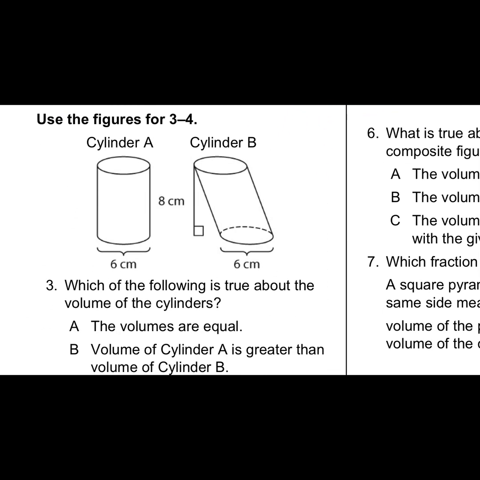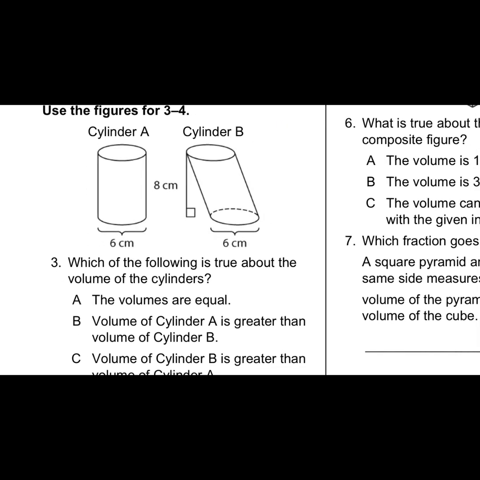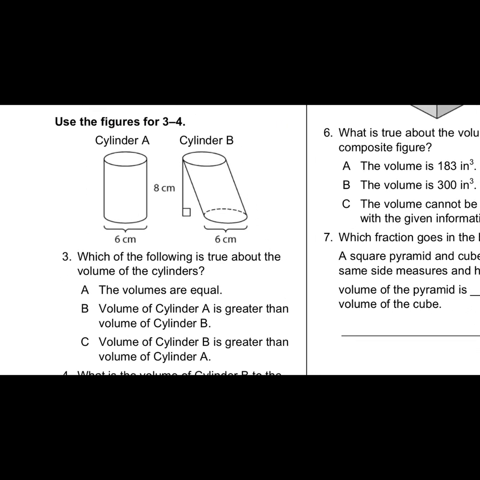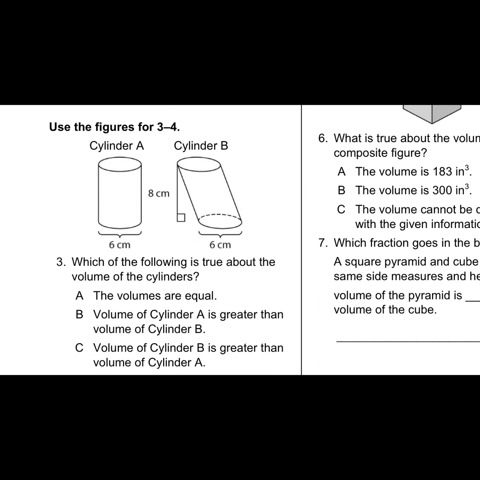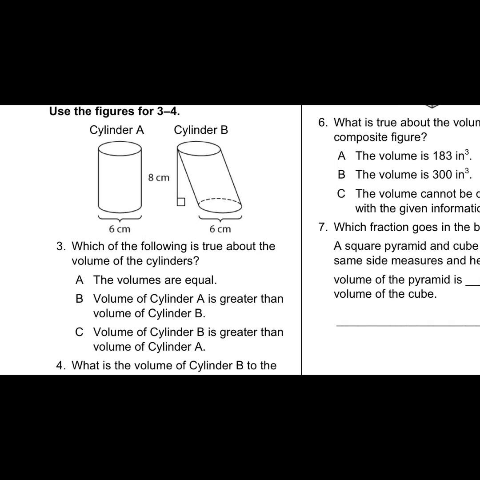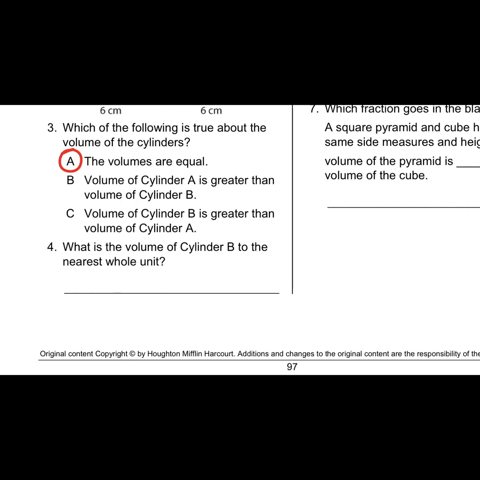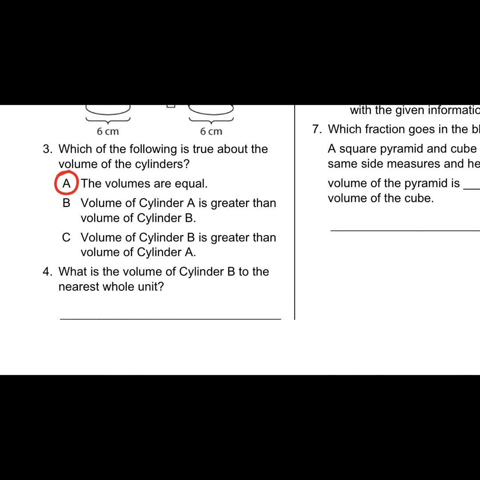Number 3 to 4, we're using the same two figures. Number 3, which of the following is true about the volume of the cylinders? And so in order for us to actually find the volume, what is true is that because they have the same height and the same diameter, the fact is that they're both going to have the same volume. So the answer is A. Number 4, what is the volume of cylinder B to the nearest whole number?